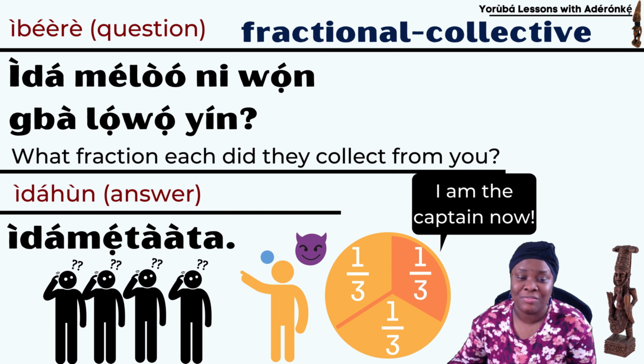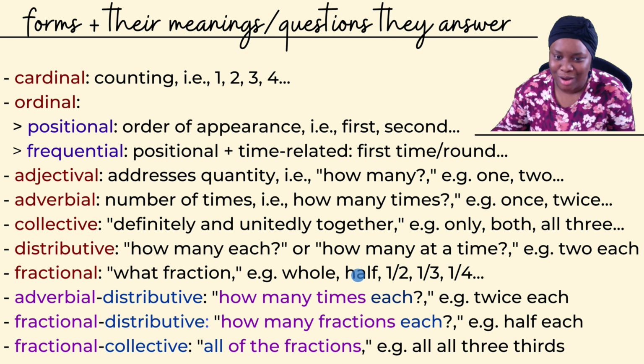Adjectival addresses quantity. How many? Adverbial, number of times. How many times? Collective, everything considered. Was it only you, or both of you, or all 3, or all 4? Definitely and unitedly together, collective. Distributive, how many each, or how many at a time? Was it 2 each, 3 each, 4 each? Fractional, what fraction? Was it half, 1/3, a quarter, and so on. I don't know why I wrote half and then half numerically.